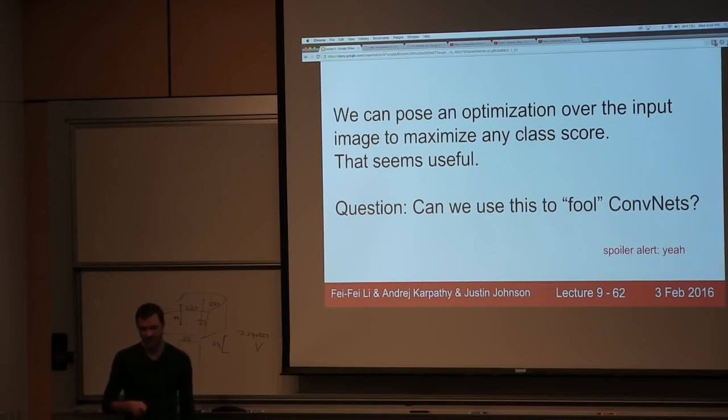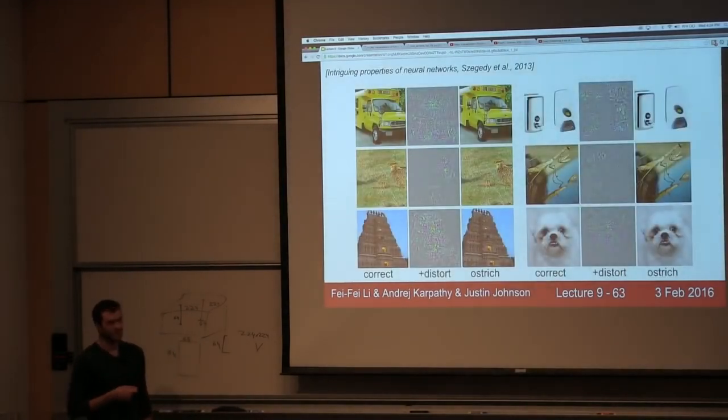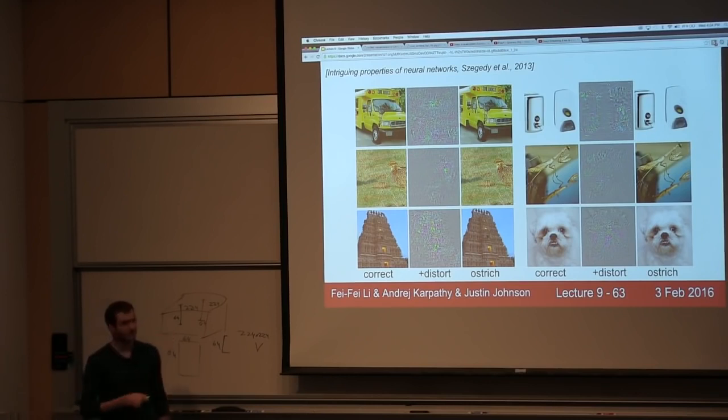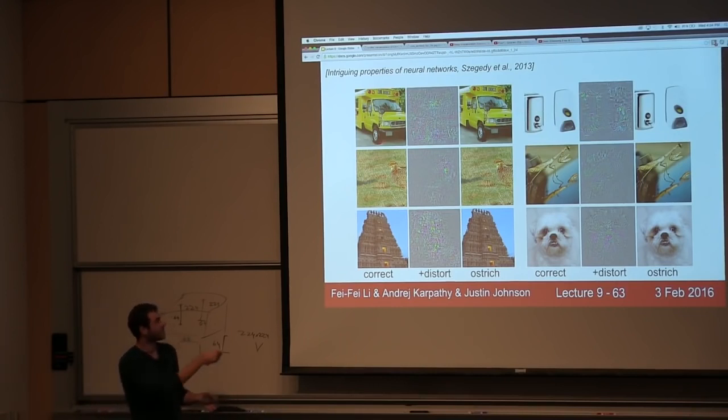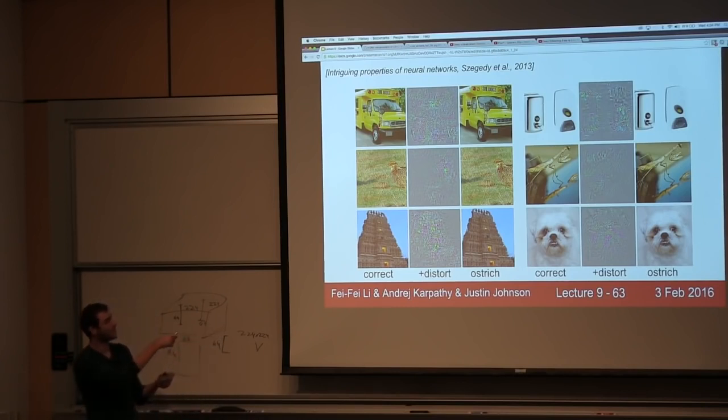Spoiler alert, we can, and I mean it in the following way. What we'll do, and these are experiments from 2013 by Christian Szegedy et al. What they did here is they took an image, say of this school bus, and everything is differentiable. So we can ask for the gradient on that image for the ostrich class. We forward the image, we set all the gradients to be 0 except for ostrich where we set 1, and then we do a backward pass. We get a gradient of what to change in the image to make that more ostrich-like.